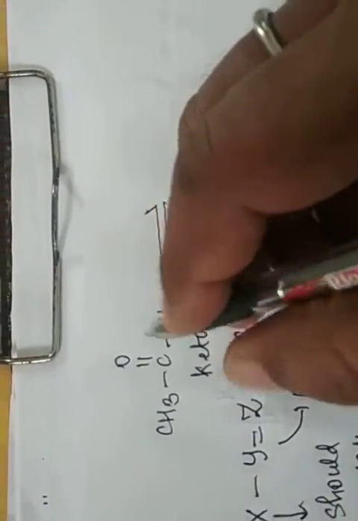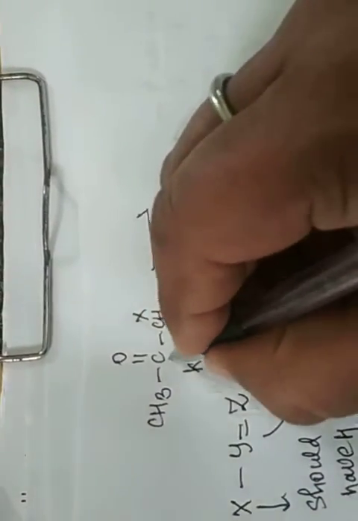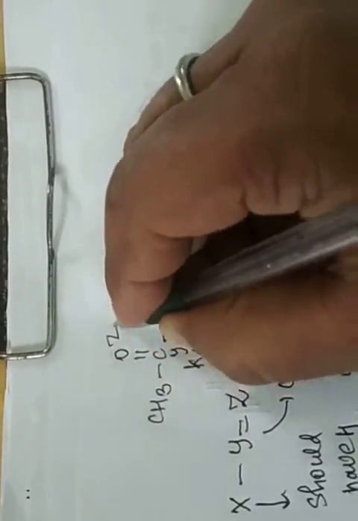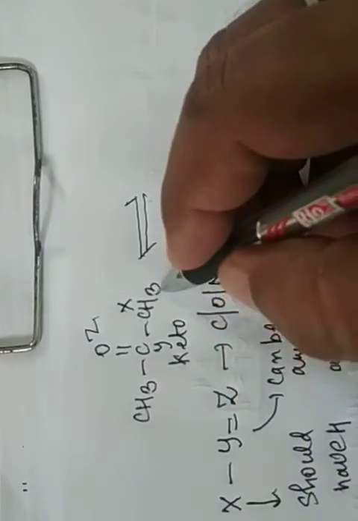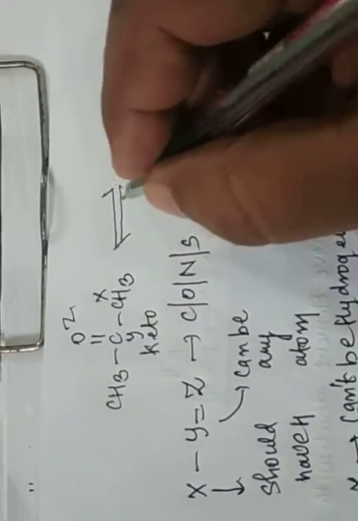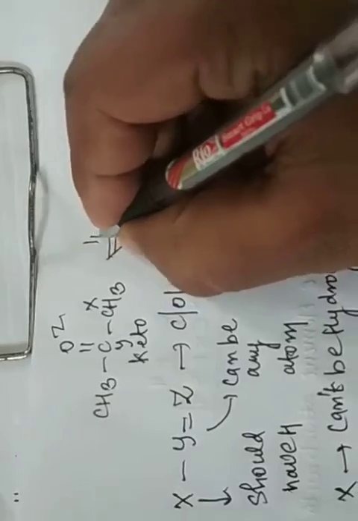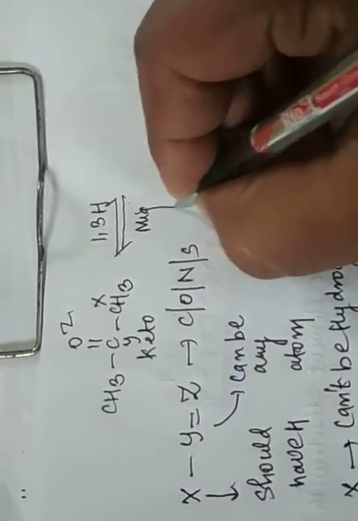Ketone form. Now in the second case, X single bond Y double bond Z, so this is X, this is Y and this is Z. Z is a double bond. X should be hydrogen, carbon attached with hydrogen. Y can be any atom. So what is the meaning of this? There is a rule: 1,3 hydrogen migration. 1,3 hydrogen migration means what?